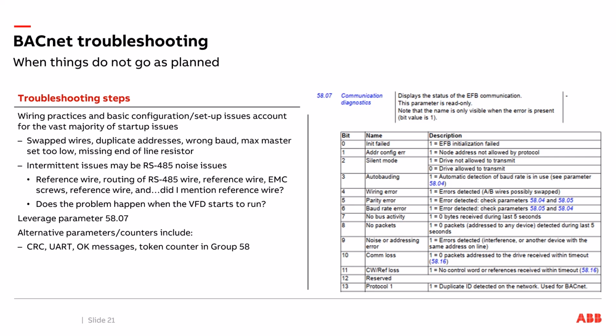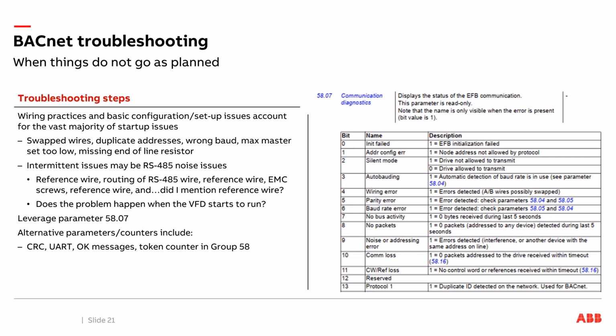So wiring issues by far, and I touched on this a little bit earlier, account for most of the strange issues where somebody says, hey, it just isn't communicating at all, or it keeps dropping offline every once in a while. It's usually wiring practices related. They put the low voltage BACnet wires next to the high voltage motor wires, and then noise got induced, and then problems happen. That's the most common problem.